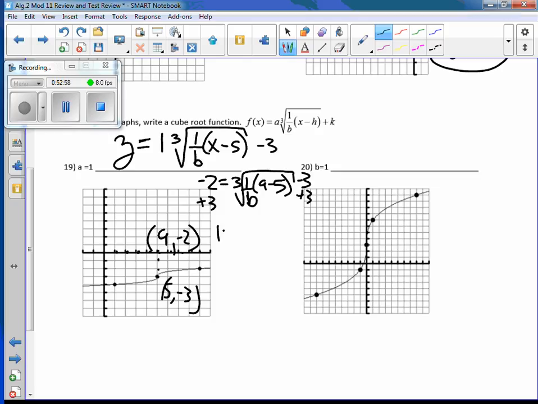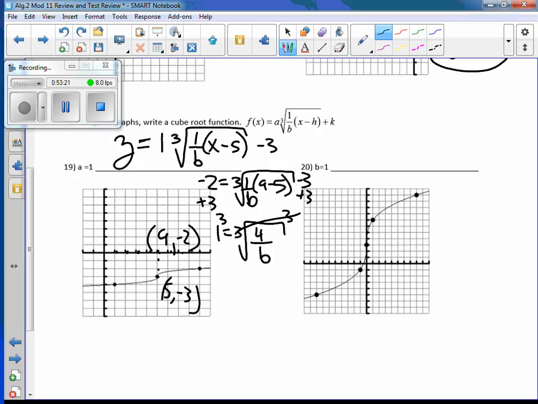Now I'm going to go ahead and move this 3 over by adding. So this will be 1 equals the cube root. 9 minus 5 is going to give us 4, so 4 over b. Now remember, like I said earlier, this is a cube root, so you can't just square both sides. You need to cube both sides. And it just so happens that it turns out really nicely this time.